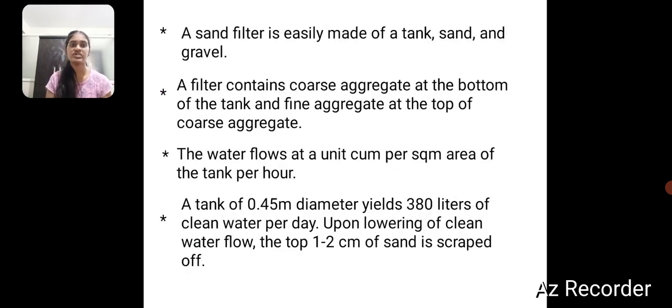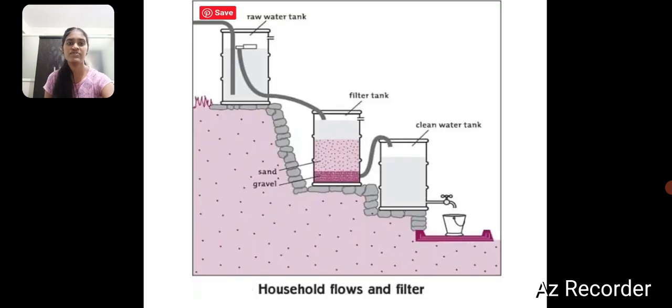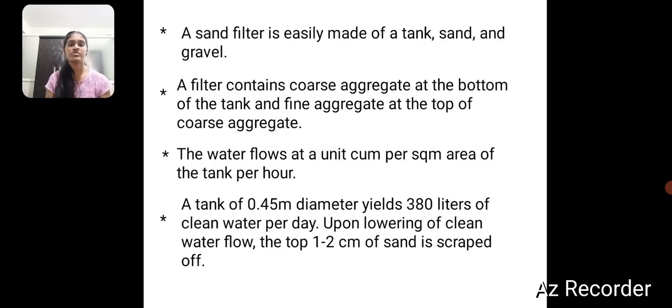A sand filter is easily made of a tank, sand and gravel. A filter contains a coarse aggregate at the bottom of a tank and fine aggregate at the top of the coarse aggregate. You can see here the water flows at a rate of cubic meters per square meter of tank area per hour. A tank of 0.4 m diameter yields 380 liters of clean water per day. Upon a lowering of the clean water, the top 1 to 2 centimeters of sand is scraped.